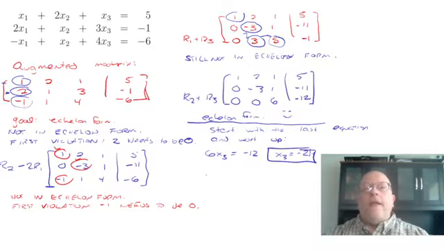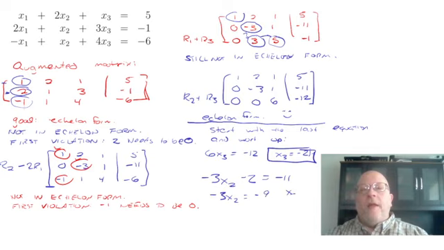Then the second equation says that -3x2 plus 1 times x3, so 1 times x3 is -2, is equal to -11. So that says that -3x2 is equal to, add 2 to both sides, -9. And so x2 is equal to 3.